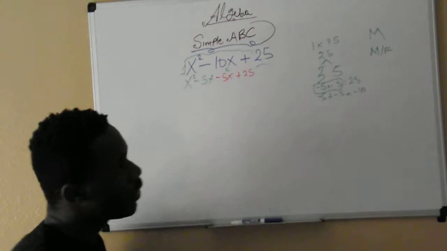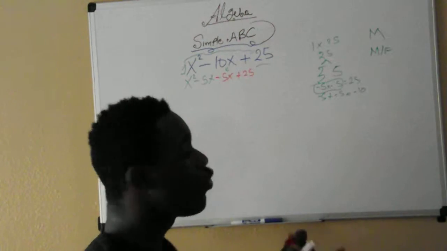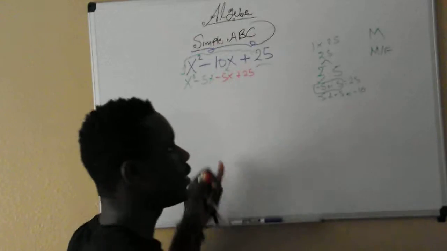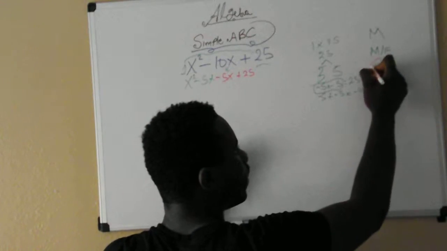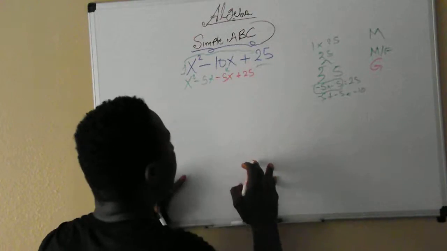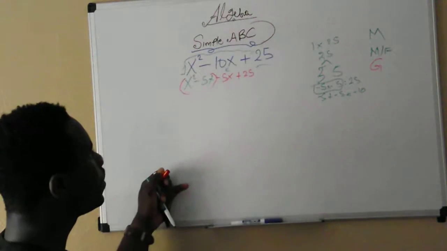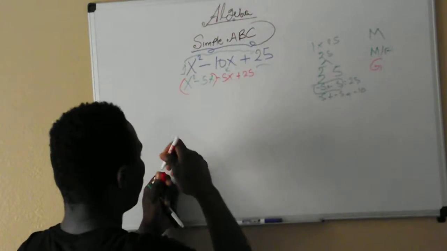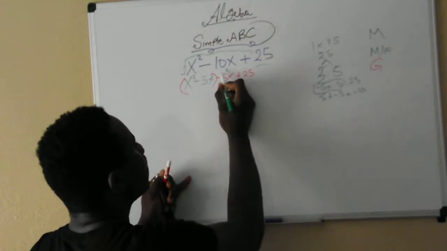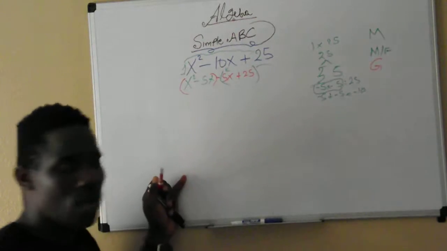The next step here is to group them into separate quantities. That's the next step, grouping. You take one quantity here, which is x squared minus 5x, and this one is also the next quantity. Then we're good with that. So we get the quantities.